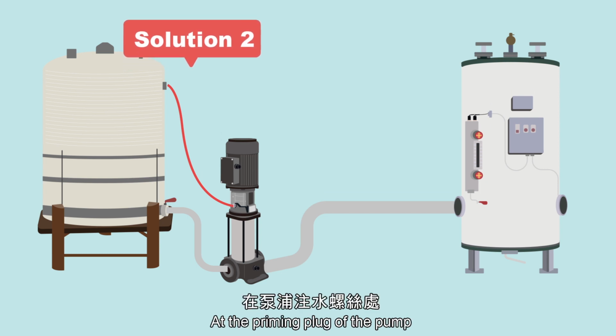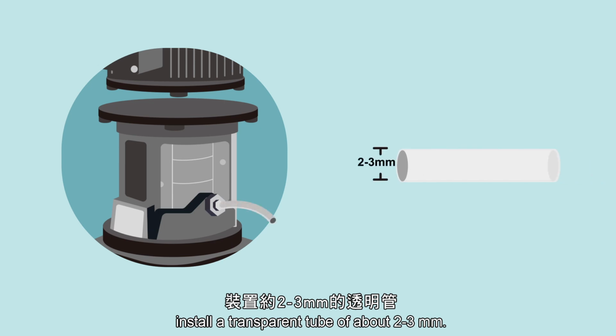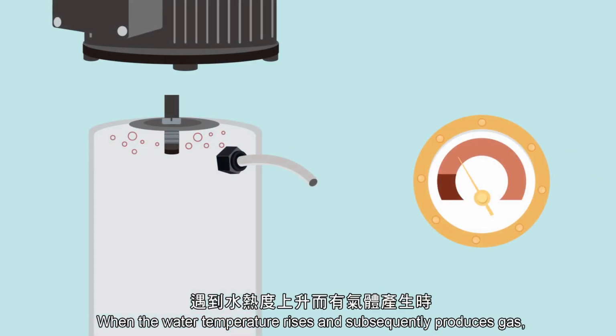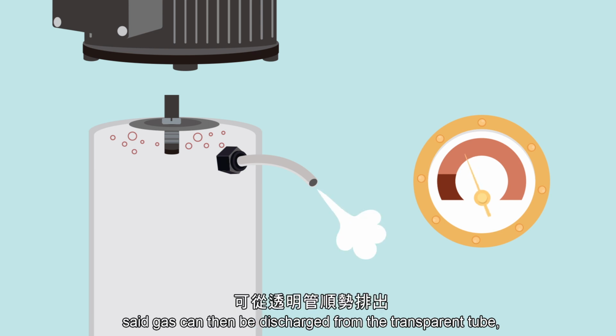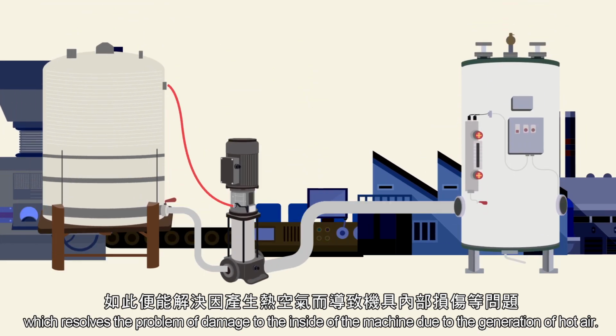At the priming plug of the pump, install a transparent tube of about 2 to 3 millimeters. When the water temperature rises and subsequently produces gas, said gas can then be discharged from the transparent tube, which resolves the problem of damage to the inside of the machine due to the generation of hot air.